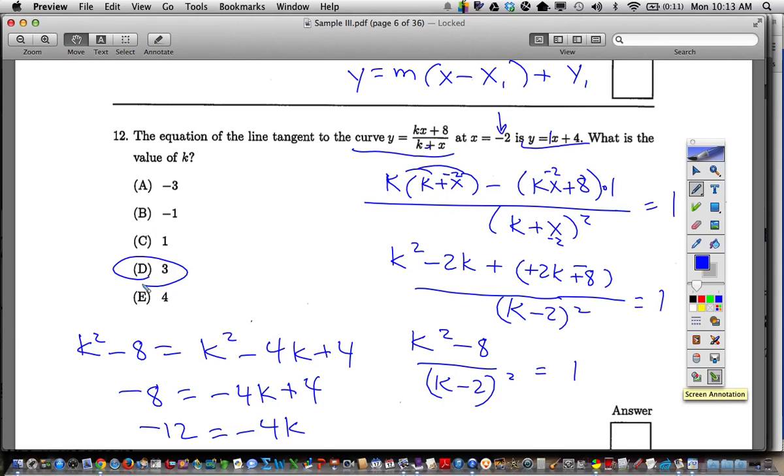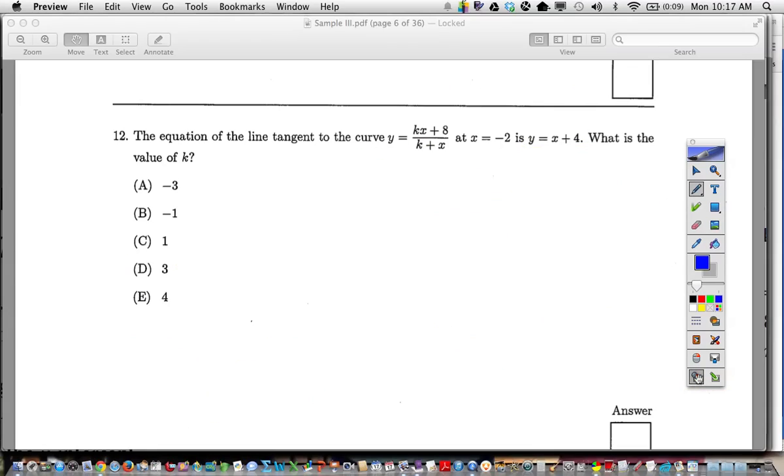Again, there's a lot of algebra, but the calculus part is understanding what it's saying. The slope of the tangent line is the slope of the curve, which is the derivative. That's what the derivative is by definition. So the derivative has got to equal 1. You plug a -2 in there, and you find it. All right, what else?